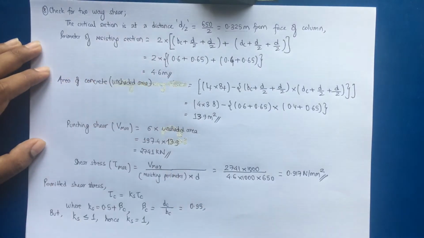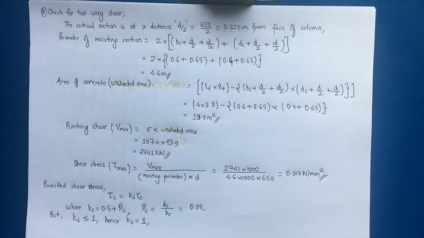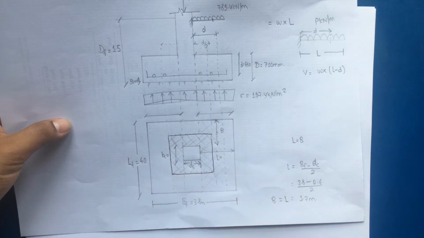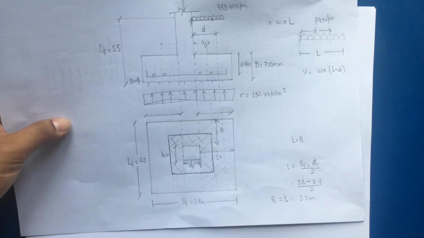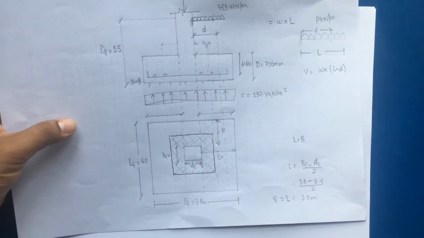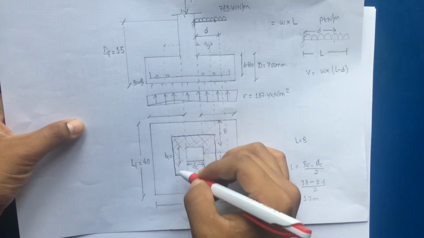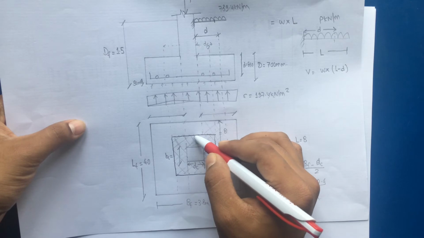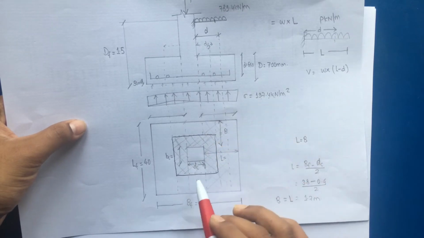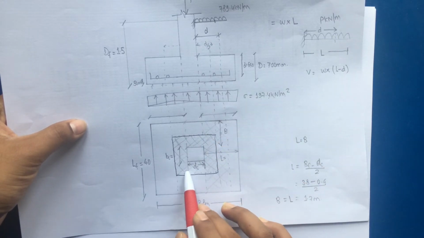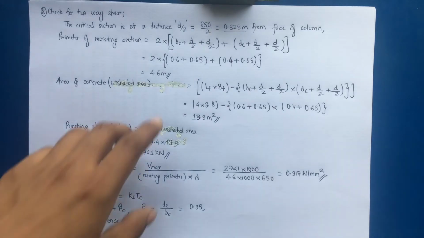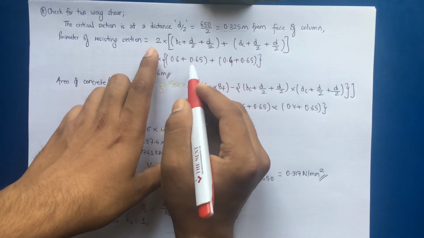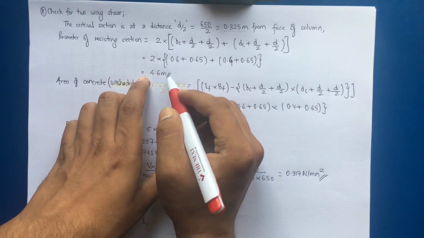So the perimeter of the resisting section, that is the shaded area, for a rectangle the perimeter is 2 into L plus B. The length of the critical section is bc, that is the width of the column, plus d by 2 plus d by 2. Similarly dc plus d by 2 plus d by 2. I hope you can understand this. So 2 into L plus B, substituting the values, we get 4.6 meter.